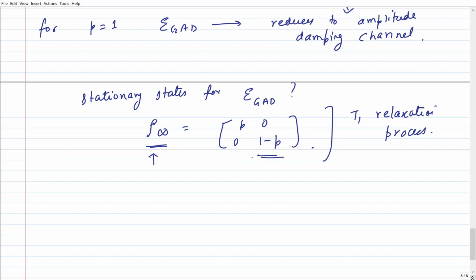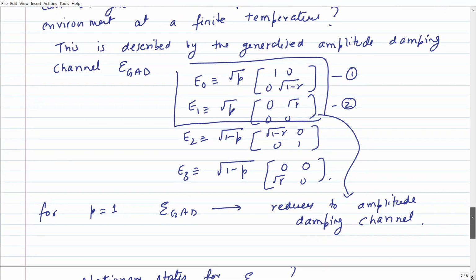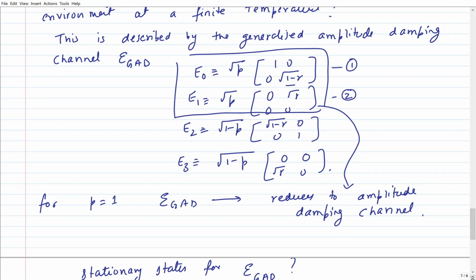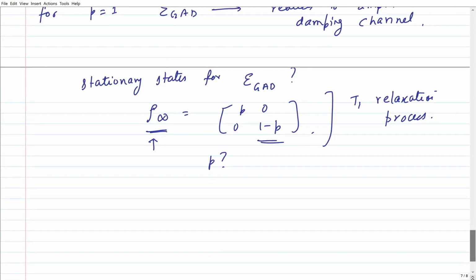And the question is, what determines P? Remember, P was always 1 in the amplitude damping channel. Here we have two parameters. This was, let's say, the probability of a loss of photon to the environment, which we were modeling as a beam splitter. This was gamma. Remember, gamma was related to the probability of the loss of photon. P was a factor that determined the weight of these Kraus operators, or the operation elements. And what determines P? It's the temperature of the environment. Remember, we generalized it. For a zero temperature environment, P was always 1.